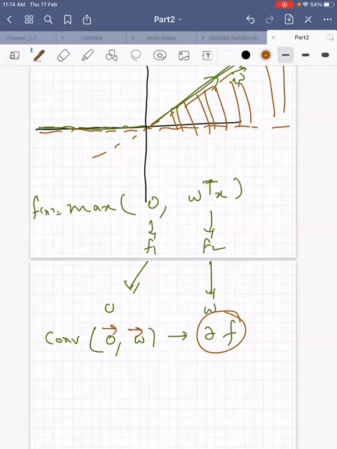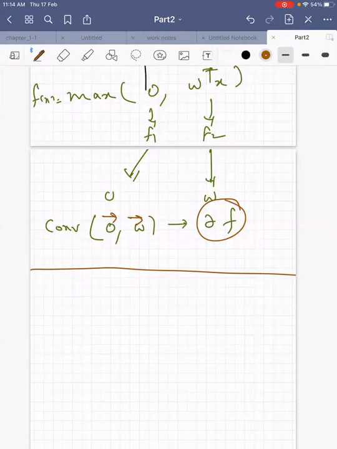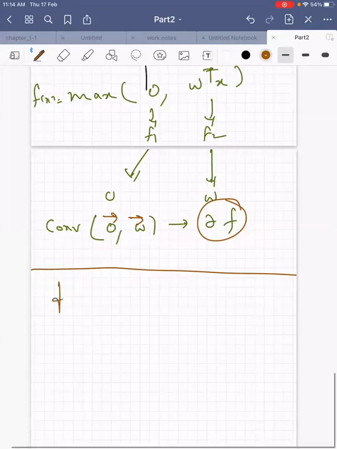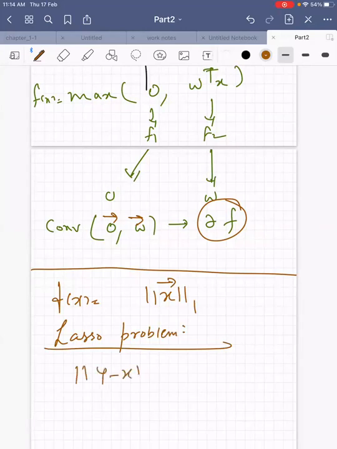Yeah, thank you, sir. So can you repeat this process for the signum function? Signum is also non-differentiable at 0. So basically, let's take a more complicated function, which consists of signum. So let's take this function: F(x) is this guy, where x is a vector. Where do you get such a thing? We'll see a problem called the lasso problem. The lasso problem is basically something like this.